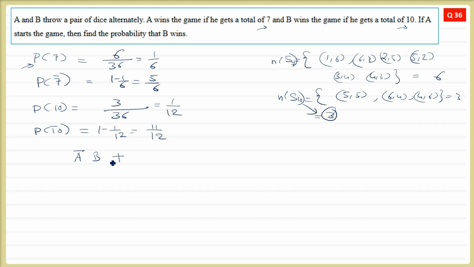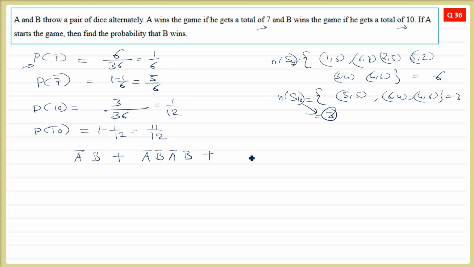Now what will happen in the second case, or the next case? A has to fail, B has to fail, then again A has to fail, then B will pass, or B will get a 10, right? A doesn't get 7, B doesn't get 10, A doesn't get 7, then B will get 10. This is how the second option goes. The first option was A didn't get a 7, B got 10.